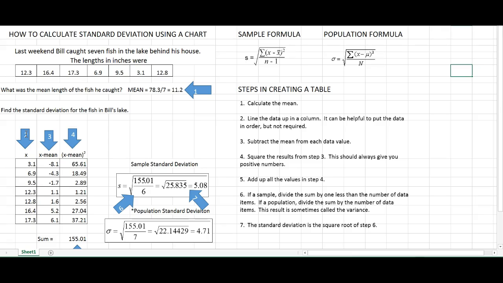Step 3 is to subtract the mean from each of the data values. Here, 3.1 minus the mean of 11.2 gives the negative 8.1. Do this down the column.